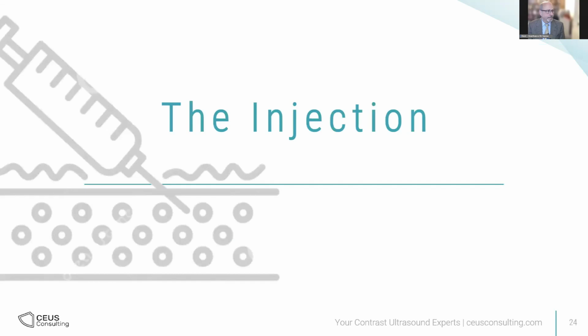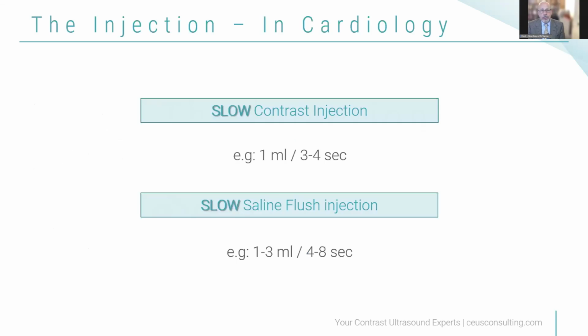The injection. Slow in cardiology. This is important. If you don't do it, you will not have a good enhancement, or you will have some effects that I will show you in a moment. This is just an example, 1 milliliter, 3-4 seconds. And then saline, more or less the same amount or a little more, and then slowly.